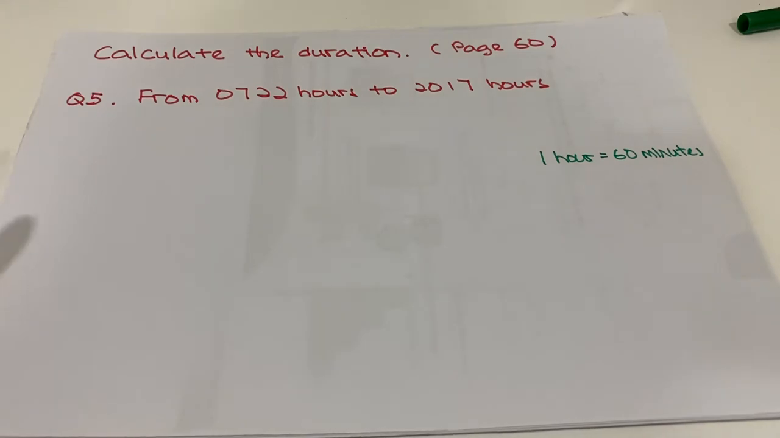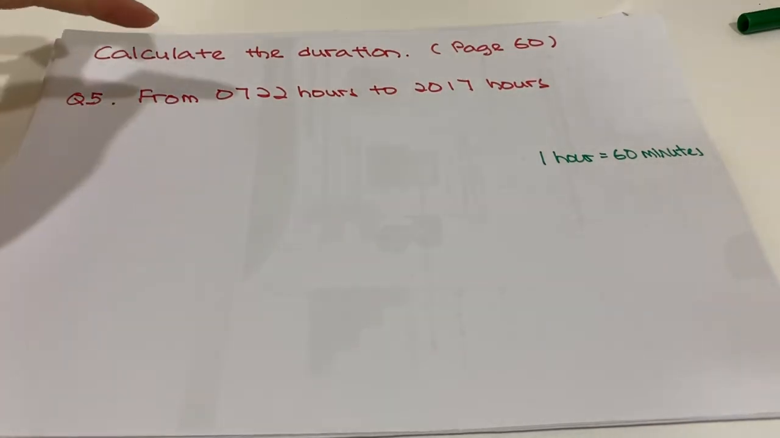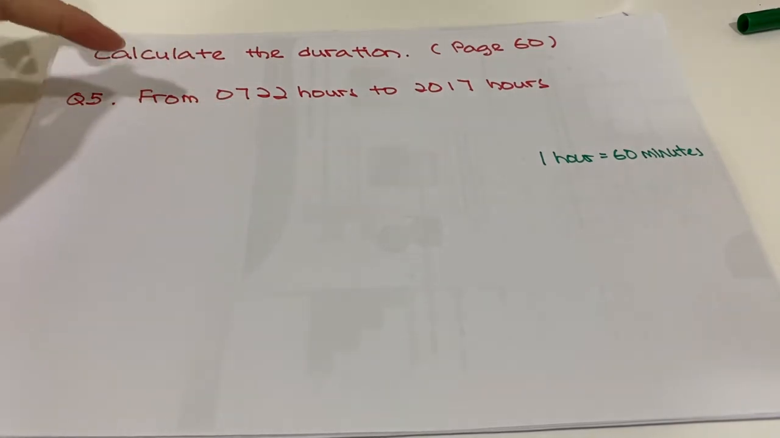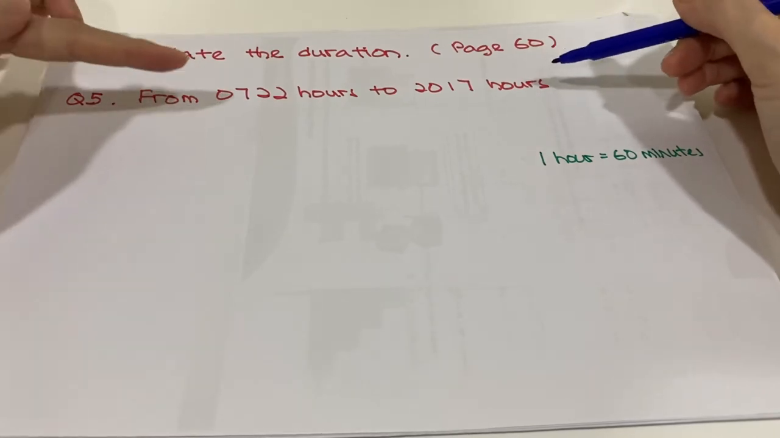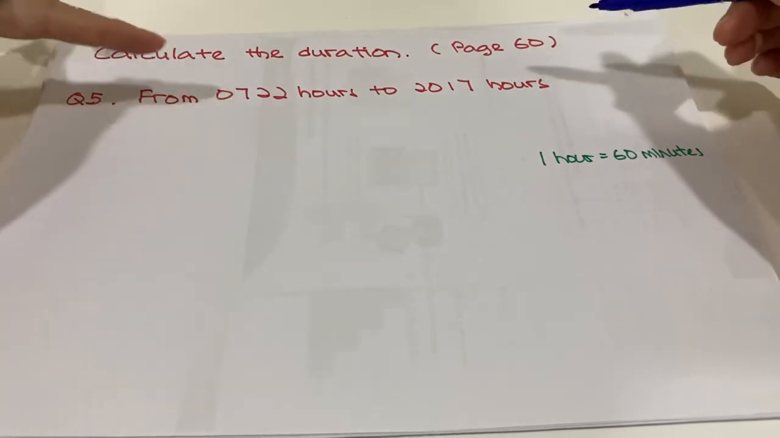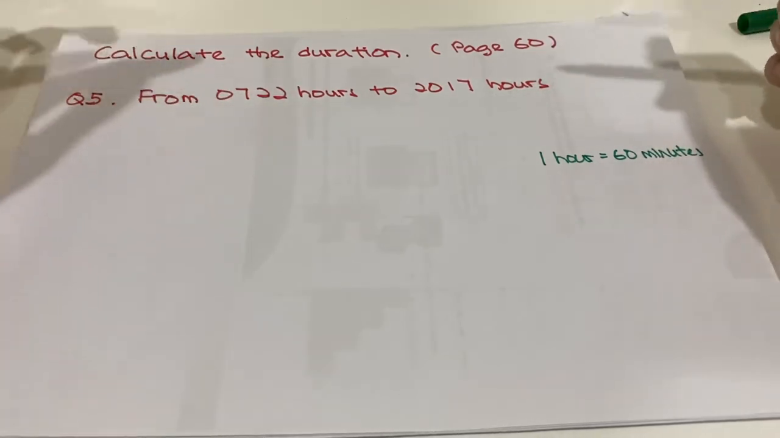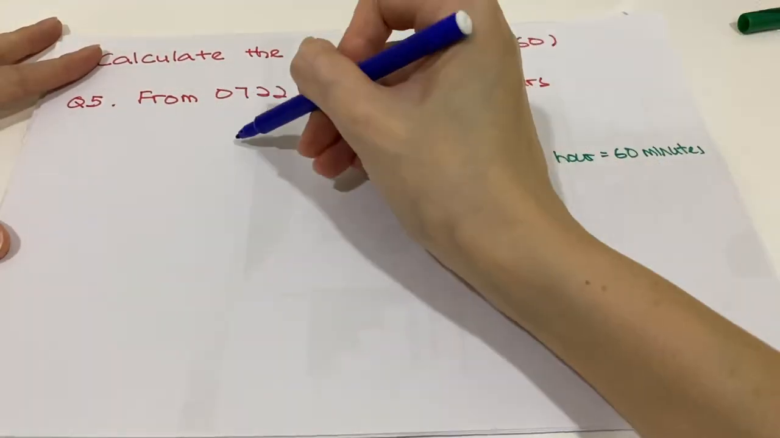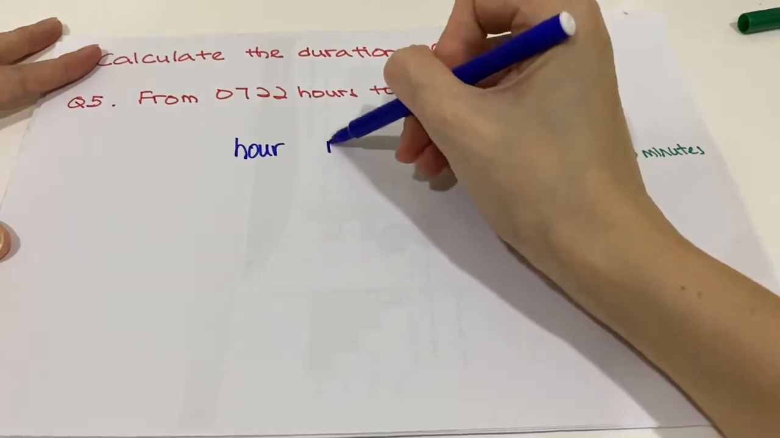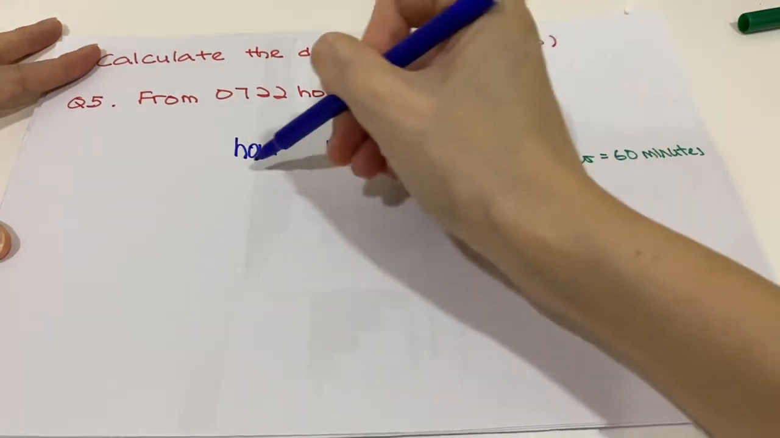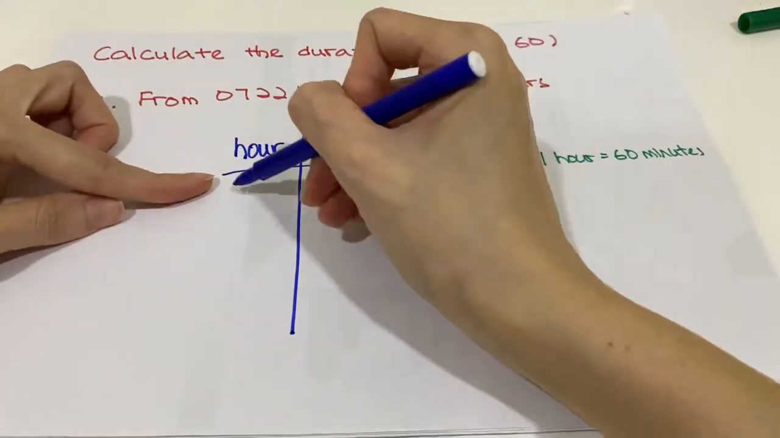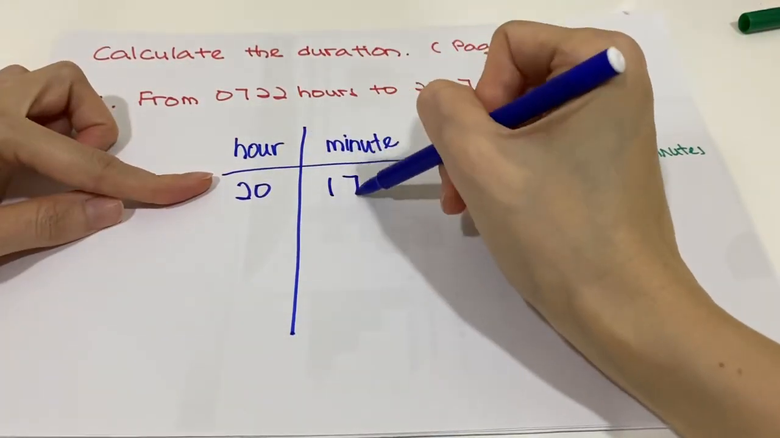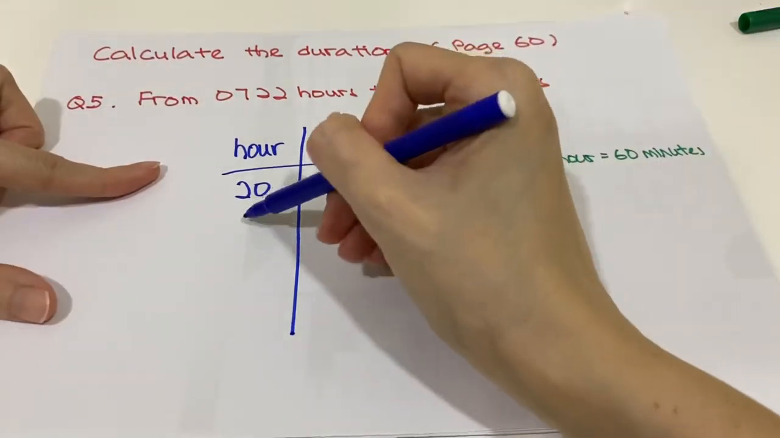Okay, so we will continue with question 5. Question 5 is from 07:22 hours to 20:17 hours. We know that these two are in the 24-hour system, so we can straight away do the minus to get the answer for the duration. So same thing, we write the working, hour and minute. We put the later one on the top, minus the earlier one.